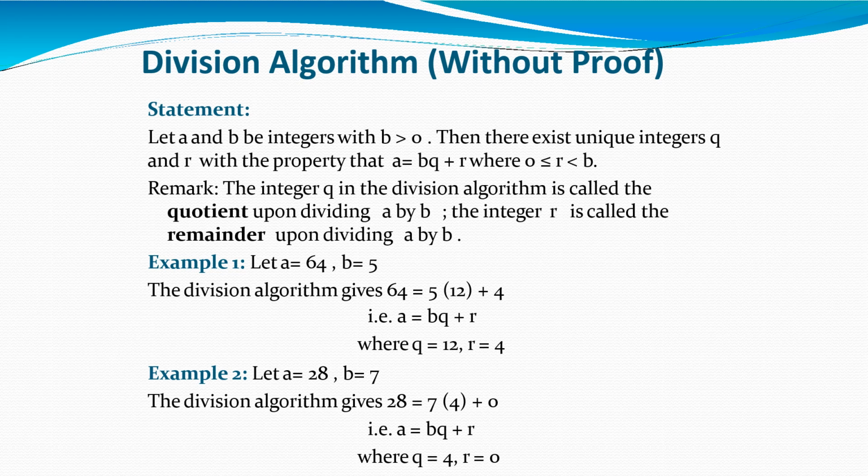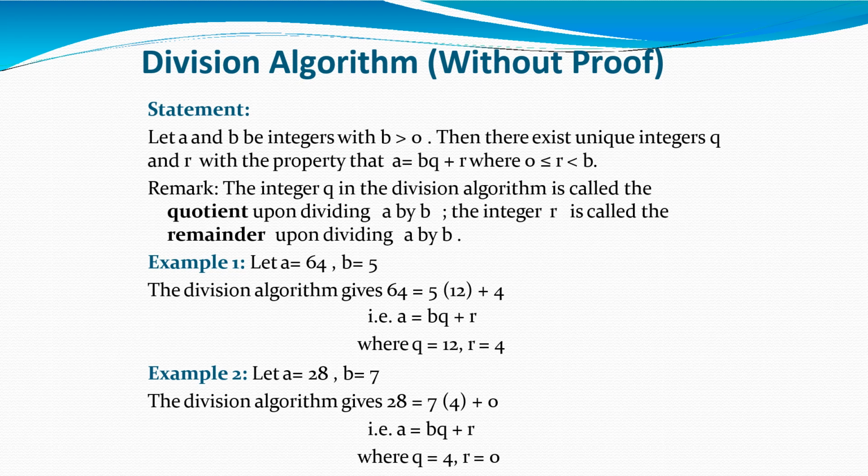less than b. For example, consider a equal to 64 and b equal to 5. Now as 64 is greater than 5, we divide 64 by 5. Then we get 12 as the quotient and 4 as the remainder. So we can write 64 is equal to 5 multiplied by 12 plus 4, where the remainder r is greater than or equal to 0 and it is less than b, which is equal to 5.